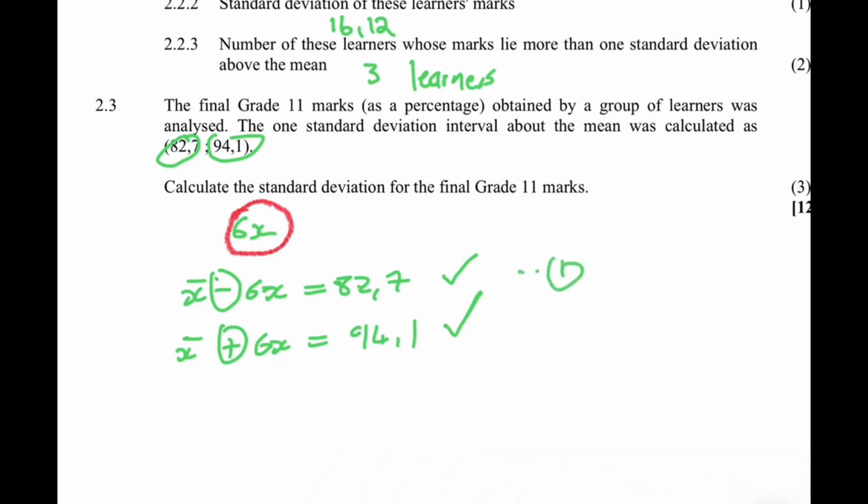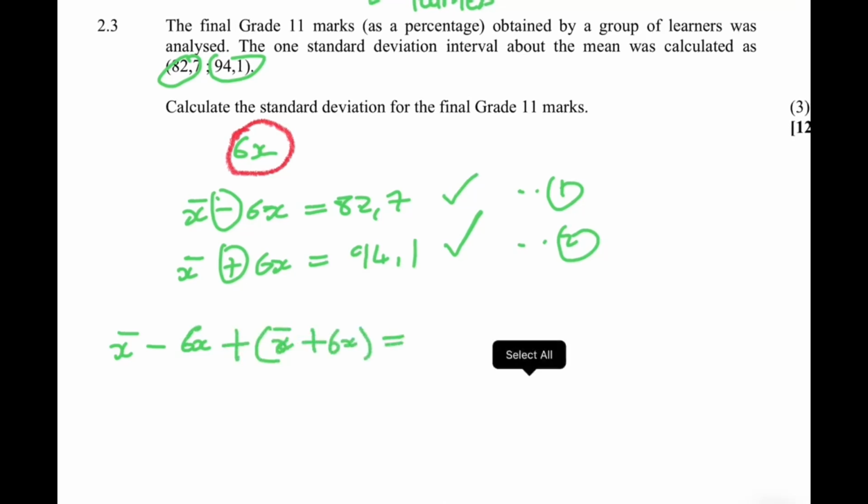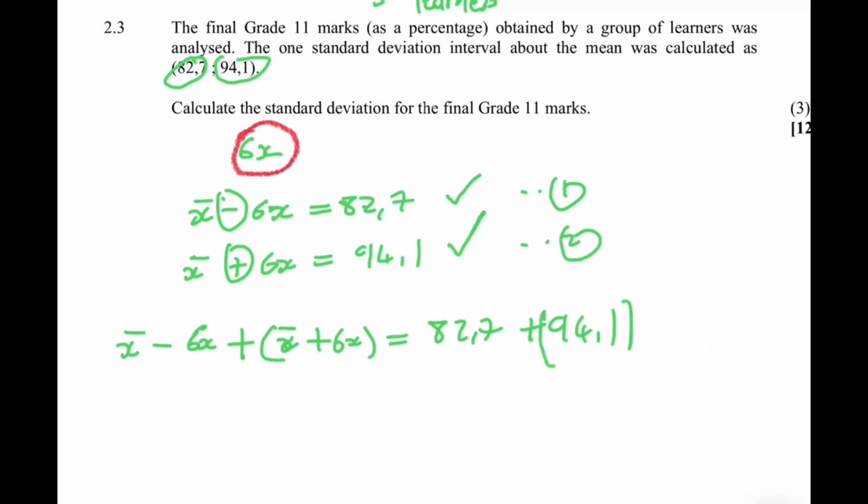So let's say this is equation 1 and then this is equation 2. So we add in the two equations, right? We add in what's on the left together and what's on the right together. So we're gonna have x bar minus a standard deviation, right? Plus x bar plus standard deviation, right? This will be equals to 82.7 plus 94.1. So we add in whatever is on the right with whatever is on the left. The equations were balanced initially, so if we do that, the equations must still remain balanced.